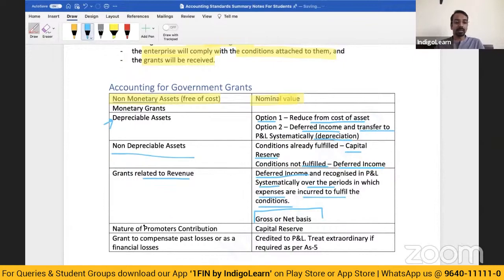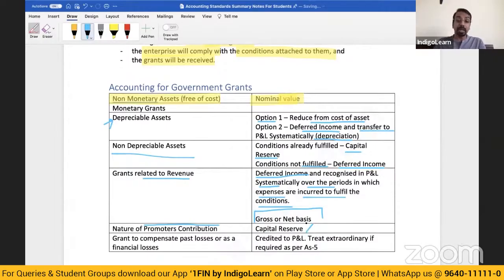Then sometimes there may be a grant in relation to a promoter contribution. Promoter contribution means it is not specific to one asset. It may be to the undertaking as a whole without identifying specific assets. So we call those grant as grant in the nature of promoter's contribution. If grant is received in the nature of promoter's contribution, you will credit it to capital reserve.